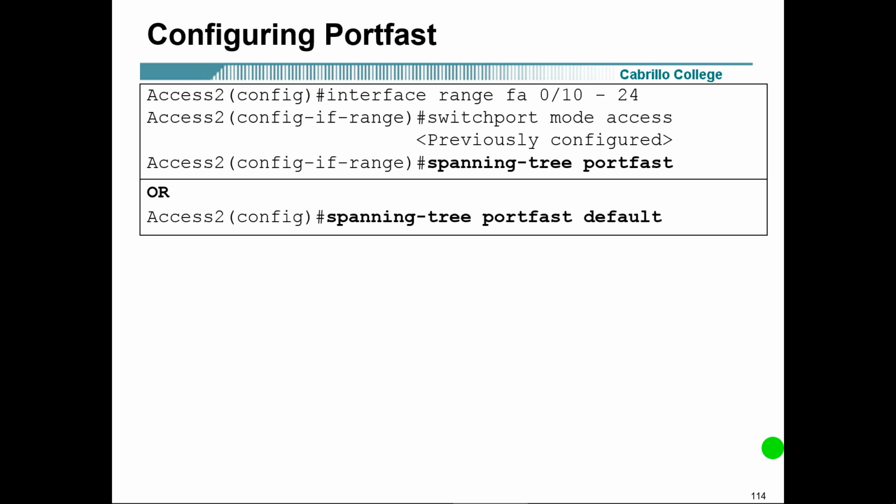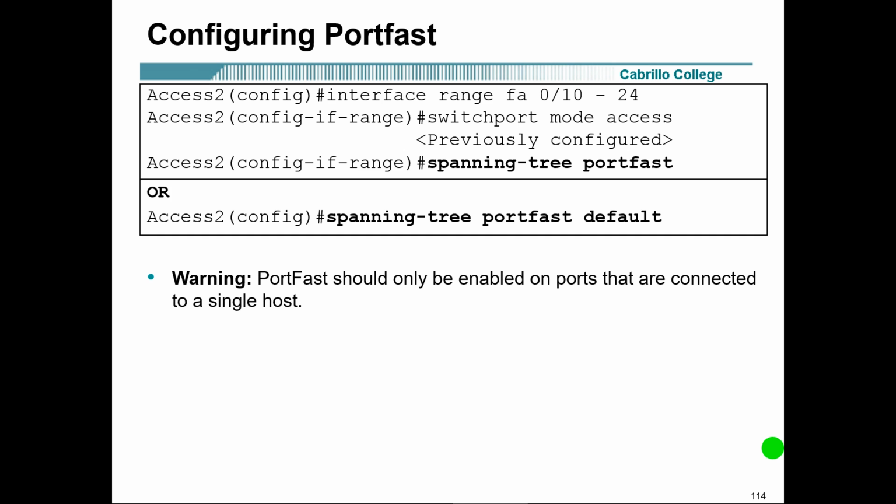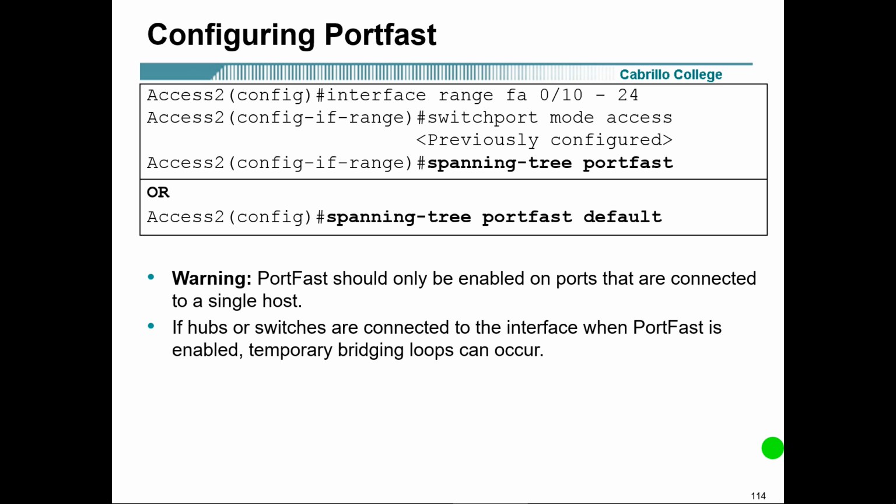However, you don't want to enable port fast on uplinks to other switches. So port fast should only be enabled on ports that are connected to a single host, not switches. If a hub or switch is connected to the interface with port fast enabled, temporary bridging loops could occur. If a loop is detected on the port, it will automatically move to a blocking state.